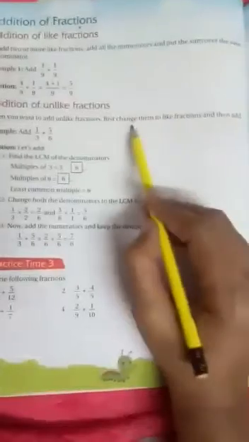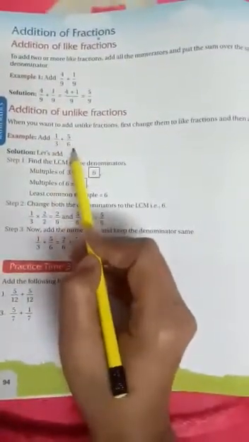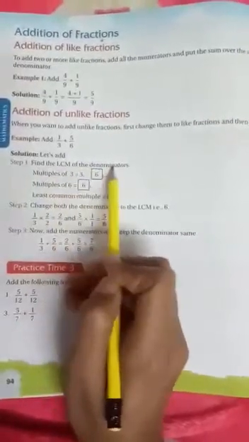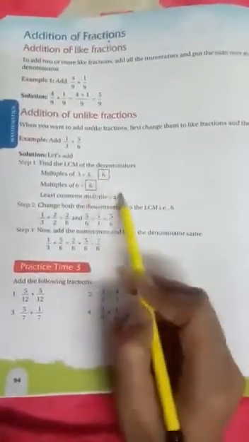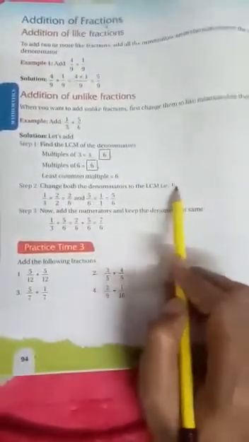Now addition of unlike fractions. How to add unlike fractions? When you want to add unlike fractions, first change them to like fractions and then add. See, add 1 upon 3 plus 5 upon 6. Let us add. First we have to find out the LCM of the denominators, 3 and 6. So multiples of 3 and multiples of 6, the least common multiple is 6. Now change both the denominators to the LCM, that is 6.